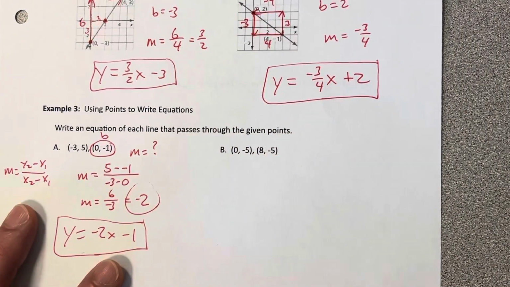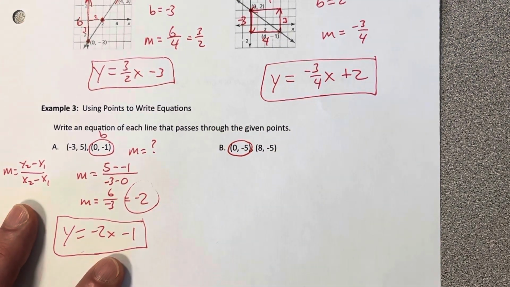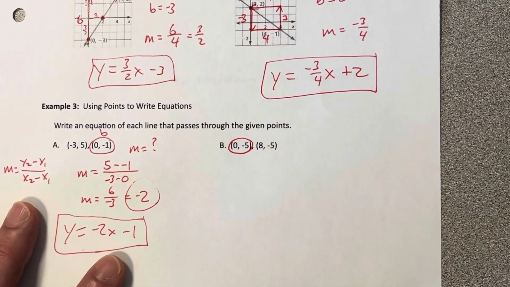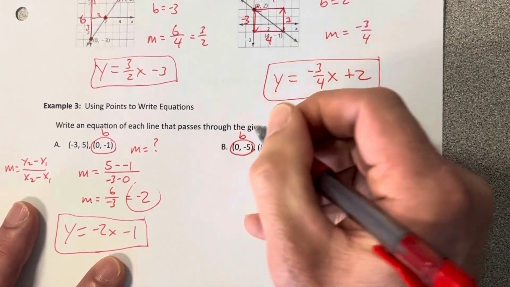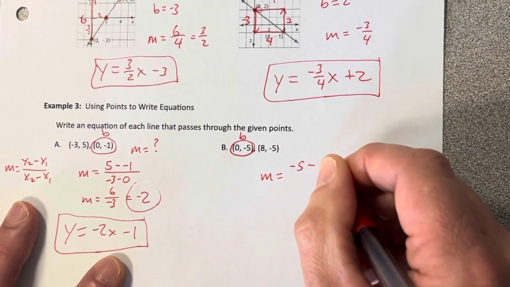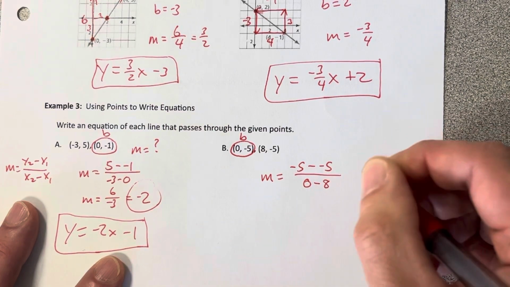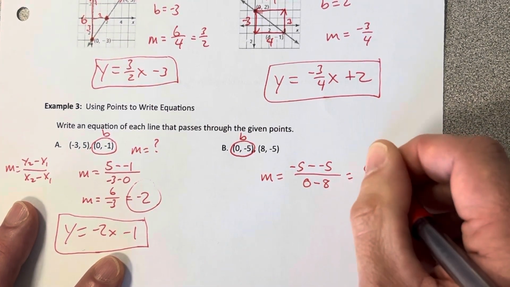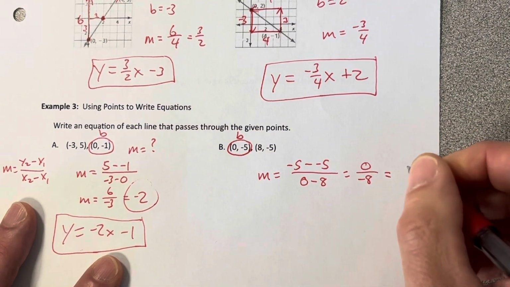And for part B, same deal. Again, if you're in class, I would have you try it out and see what you get. So I would encourage you to pause the video and then play it after you have figured it out. All right, so our y-intercept is negative 5. Our slope is going to be negative 5 minus negative 5, and then 0 minus 8, that's the way I decided to do it. Oh, check it out. We get 0 over negative 8. Well, 0 divided by anything is 0.